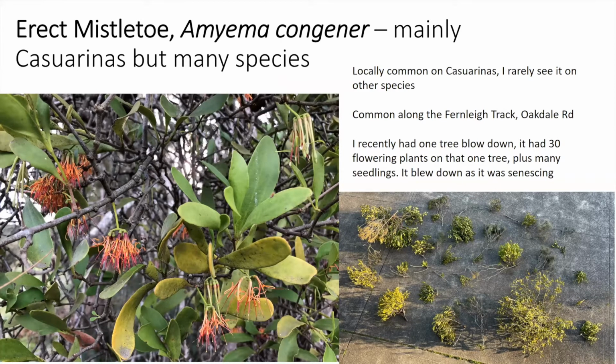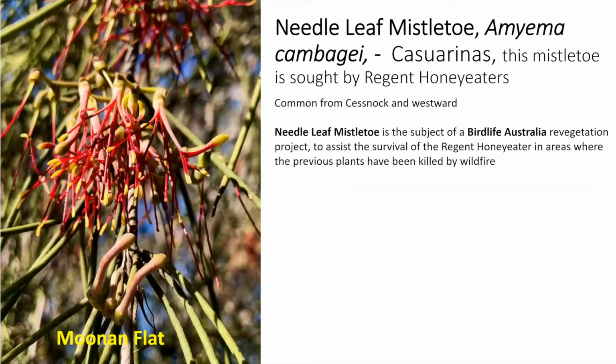So you often just don't notice what's up there until you either get binoculars on it or have a really good look. But it's an easy one to grow in your garden. Only grows on Casuarinas here, but if you're reading the book, they say it grows on lots of species. This is the needle leaf mistletoe, grows on Casuarinas again, and the flowers are often sought by the Regent Honeyeater, which is an endangered species. So that's a great reason to grow this mistletoe.